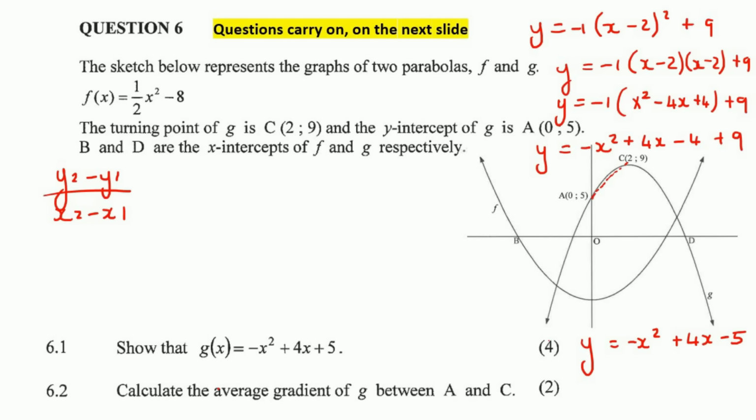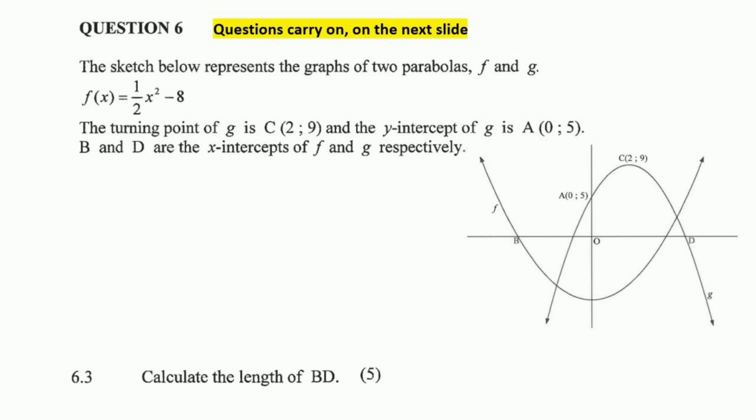Okay, so we know that that's the formula for gradient. So I'm going to let this one be point number 2 and this one be point number 1. So we can say that m is equal to 9 minus 5 over 2 minus 0. And that's going to give us 4 over 2, which is then equal to 2.